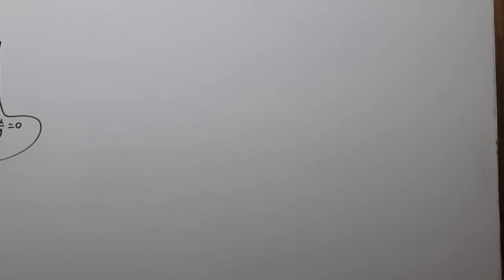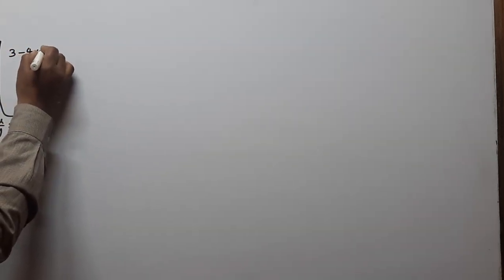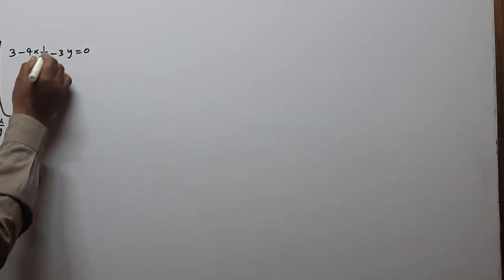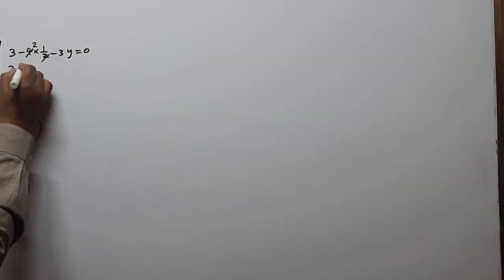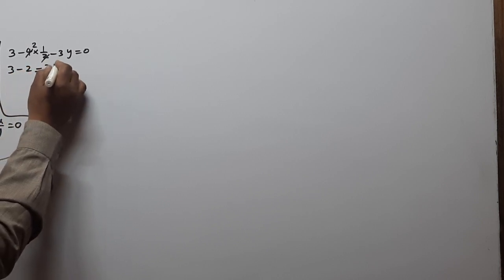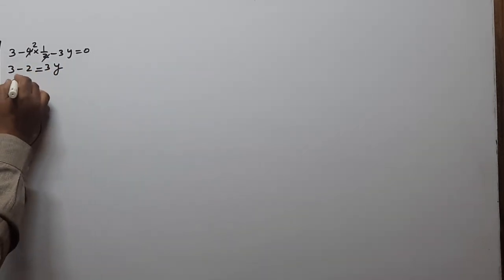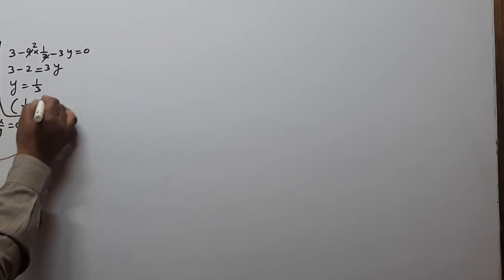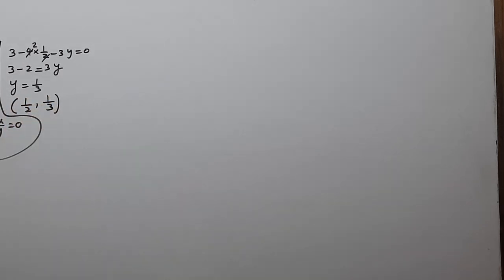We put value of x equal to 1 by 2 in 4, we get here 3 minus 4 multiplied by 1 by 2 minus 3y is equal to 0. So this is 2, so 3 minus 2 equal to 3y. So this is equal to y equal to 1 by 3. So the point is 1 by 2 comma 1 by 3.